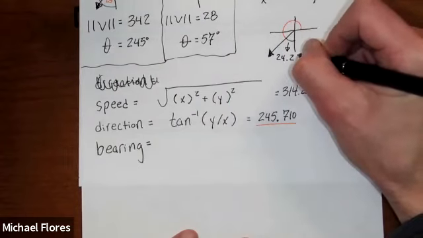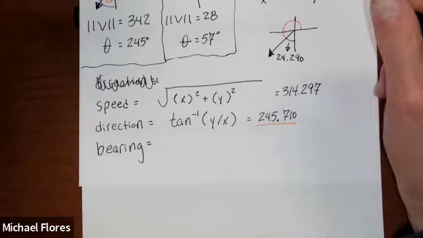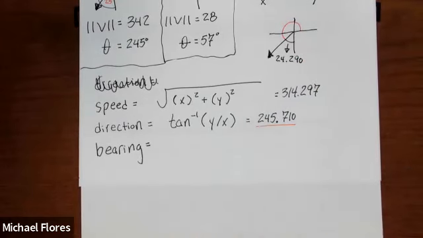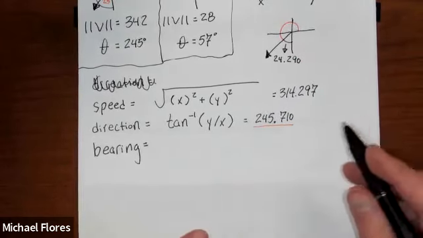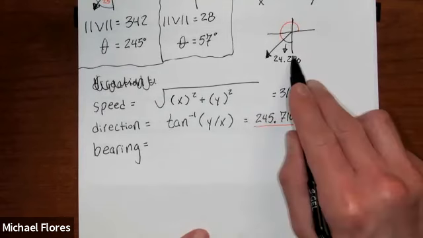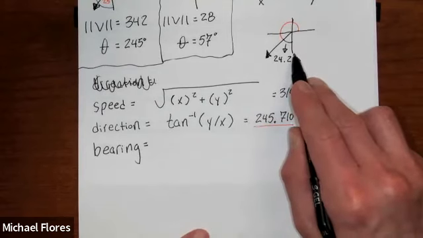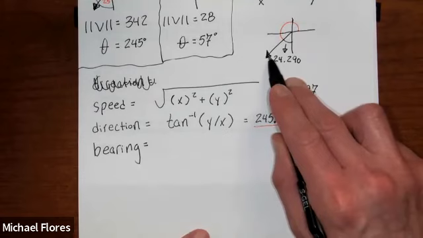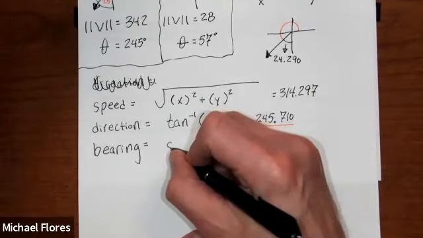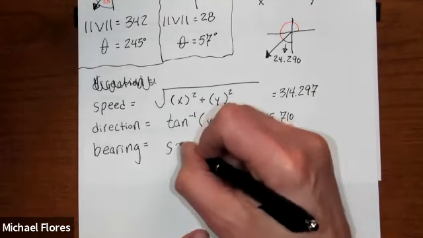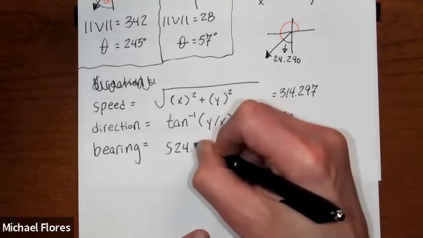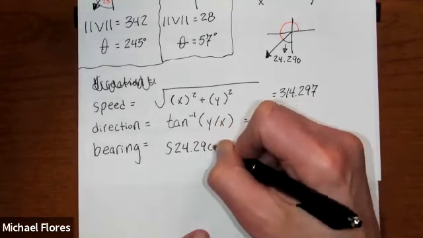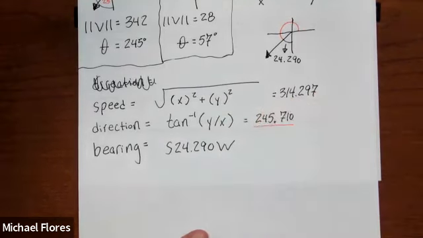But did you say that was already 25? Not necessarily. Let me finish this and I'll tell you why it's different, okay? All right, so this bearing here, we start from south. We would then rotate 24.29 degrees to the west. So south, west. That's our bearing.